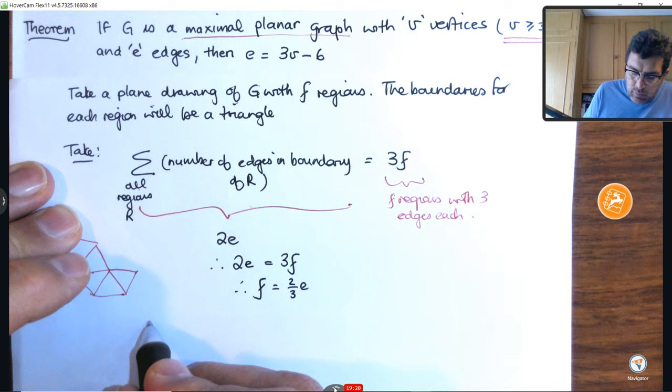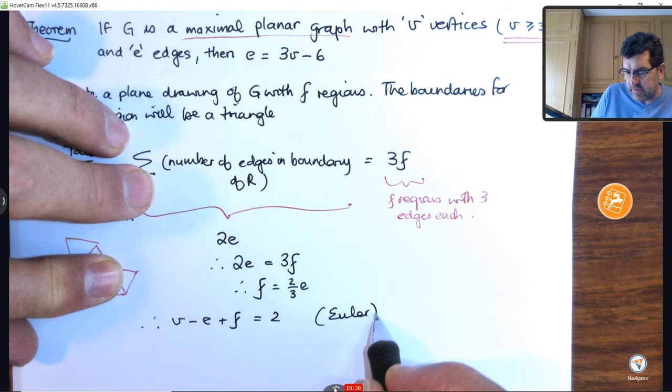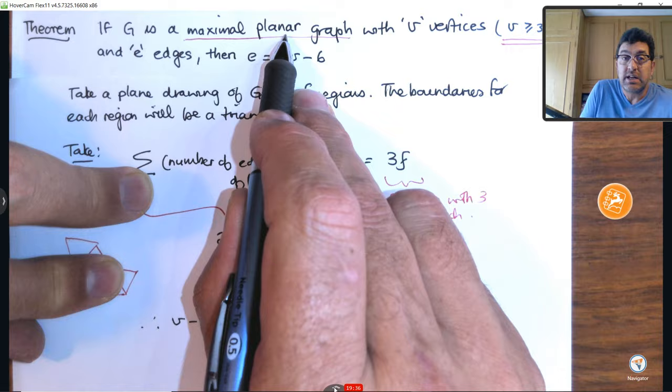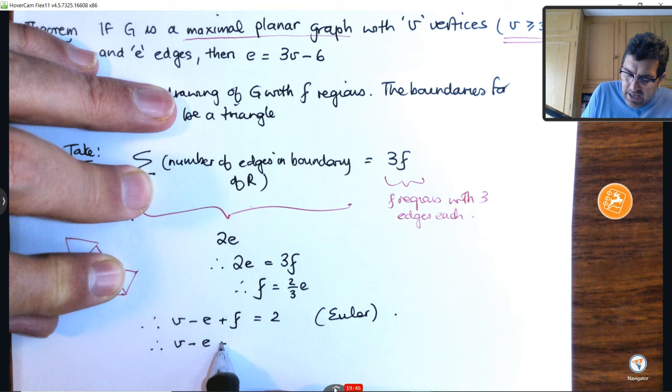So what do I now get? Since it's a planar graph, of course it is, we know that this is true. That's Euler. That is true because we're working with a planar graph, not just a special one, a maximal planar graph here. So if we start weighing things in here, then we get the number of vertices minus the number of edges plus 2 over 3e is equal to 2.